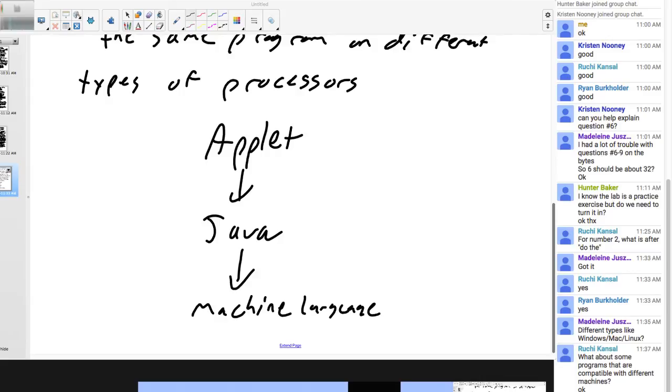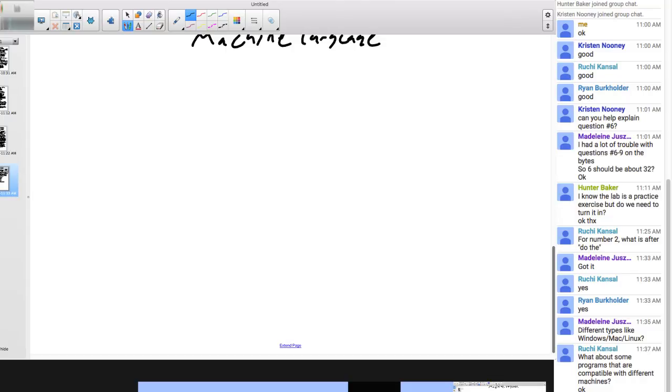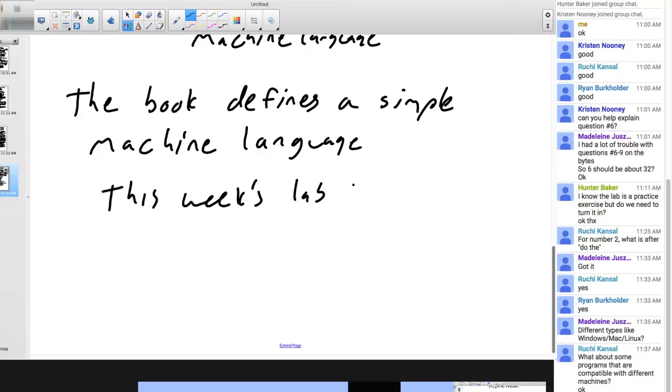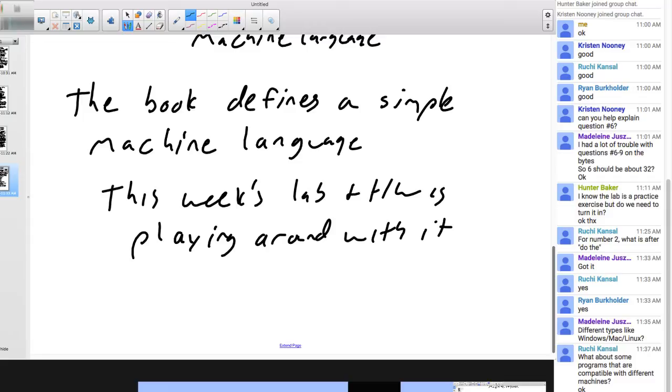So as a way of making you see this and experience it for yourself in all of its painful glory, the book defines a simple machine language. This week's lab and homework is playing around with it. So I want to show you kind of how it works now, so that when you go off and do it on your own, you can understand what it's talking about. I think I wrote the lab in a way that if you just follow the instructions, it'll make sense. But having me here ought to be helpful.